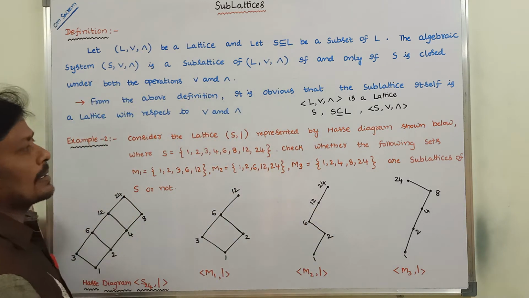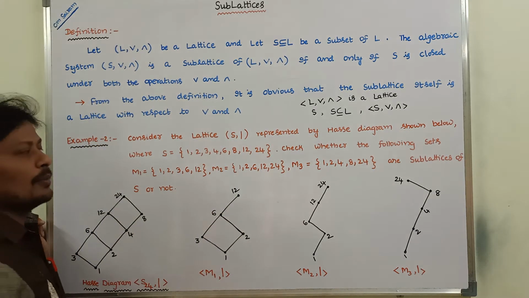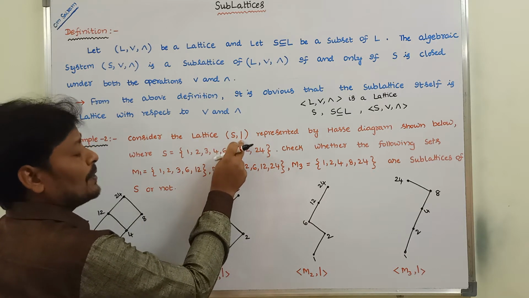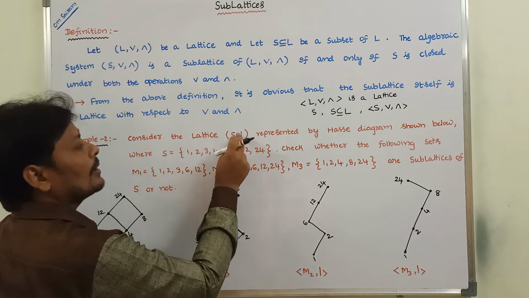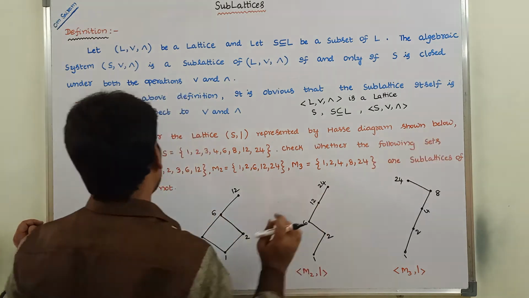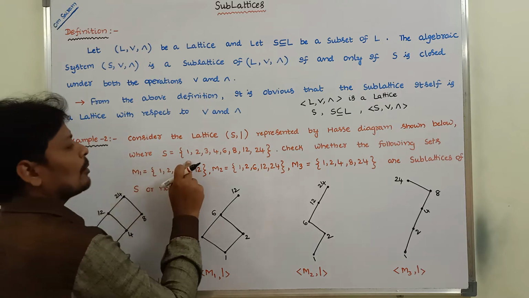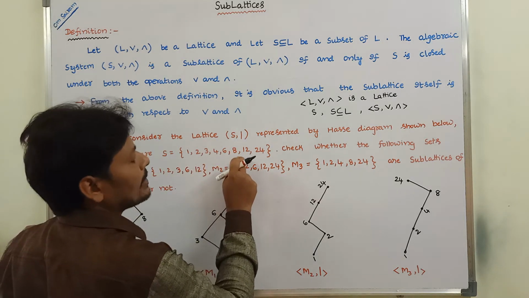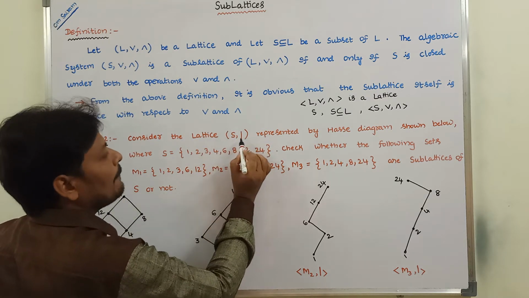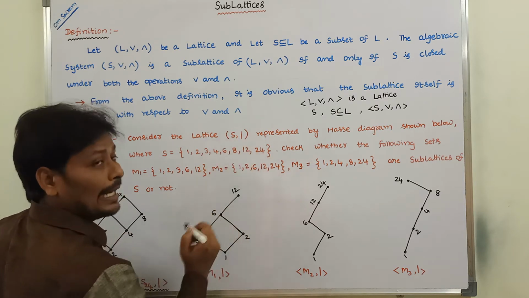Now consider this example. Consider the lattice S, division operation. S is a finite set, and the division relation can be applied on the elements of set S, represented by the Hasse diagram shown below. This is the Hasse diagram where S is equal to the set of 1, 2, 3, 4, 6, 8, 12 and 24. Here S, division relation is a lattice.